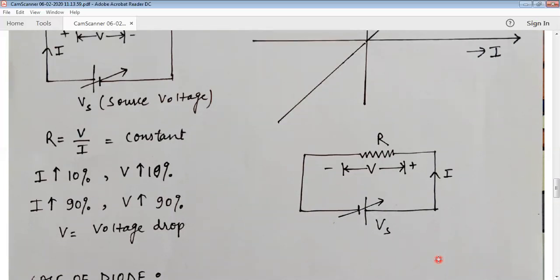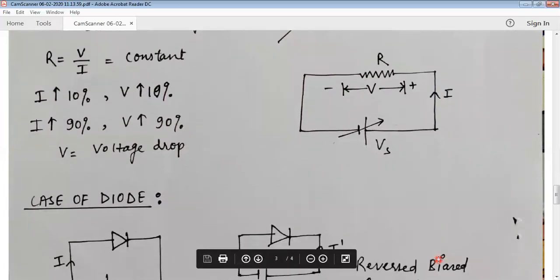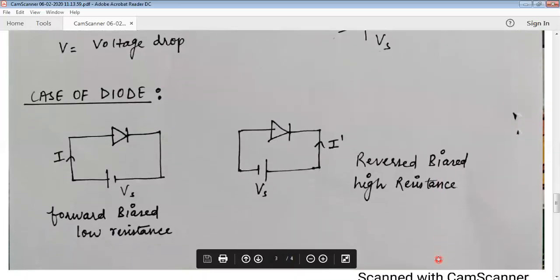So what are unidirectional elements? When element properties and characteristics depend on the direction of the current, then the element is called a unidirectional element, the opposite of bidirectional. And when an element does not obey Ohm's law, then it is called a non-linear resistor. Clear? For example, what is an example of a unidirectional element? A diode is an example of a unidirectional element.